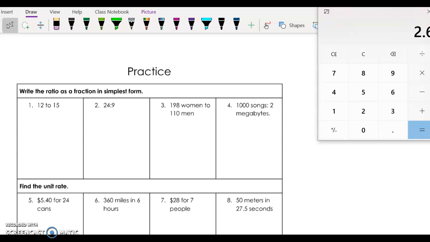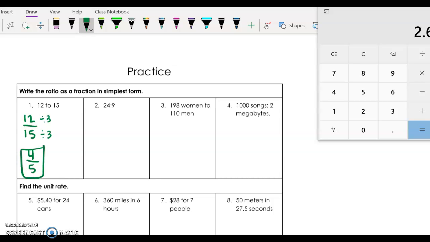Okay, so for the practice, we are first going to start with writing the ratio as a fraction in simplest form. So remember, our first number always goes on top, and so we have 12. We have 12 to 15, so 12 goes on top, 15 goes on bottom. And then we simplify it, so what number goes into 12 and also goes into 15? That's 3, so we're going to divide by 3 on top and bottom. 12 divided by 3 is 4. 15 divided by 3 is 5.